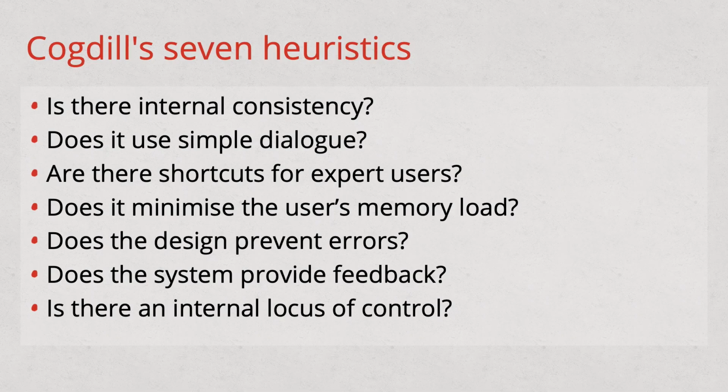Now, that's one set of heuristics. There are other heuristics. For instance, Cogdill cut his list down to 7 heuristics. Is there internal consistency? Does it use simple dialogue? Are there shortcuts for expert users? Does it minimize the user's memory load? Does the design prevent errors? Does the system provide feedback? And is there an internal locus of control?